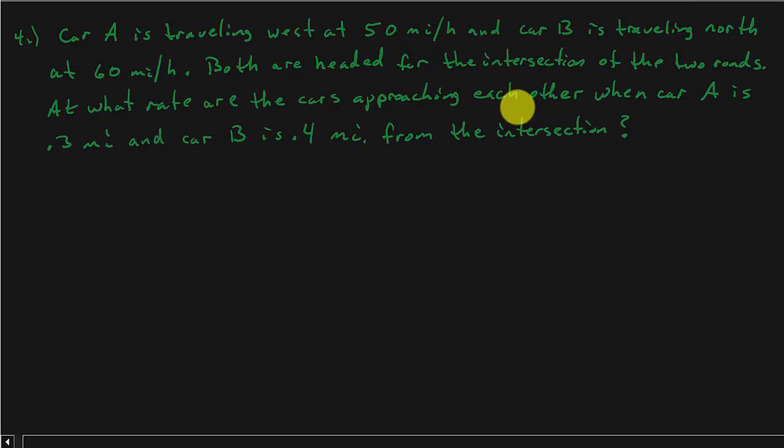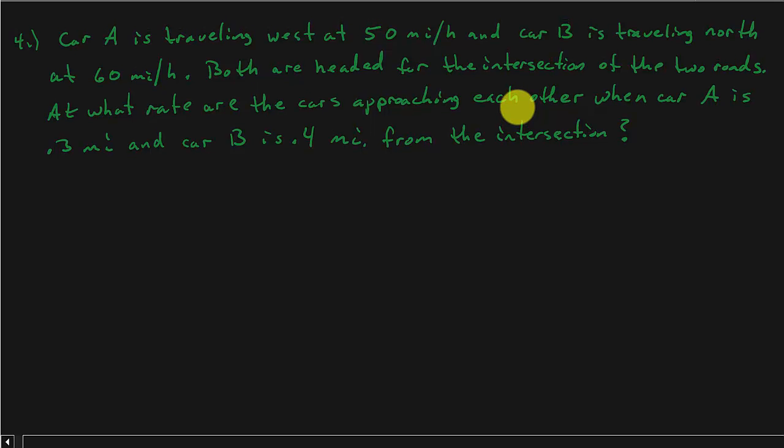All right. How about this one? It says car A is traveling west at 50 miles an hour, and car B is traveling north at 60 miles an hour. Both are headed for the intersection of the two roads. At what rate are the cars approaching each other when car A is 0.3 miles and car B is 0.4 miles from the intersection?